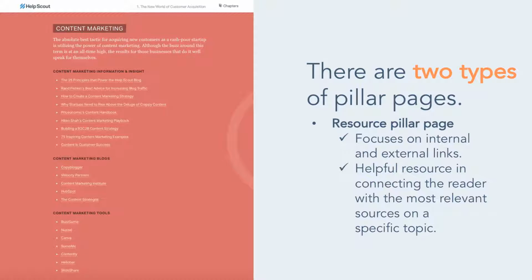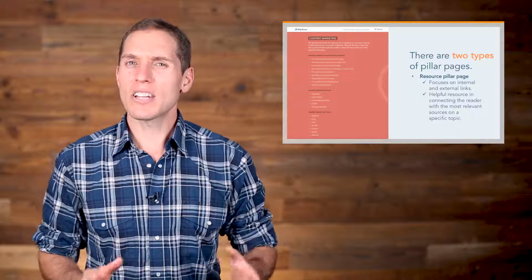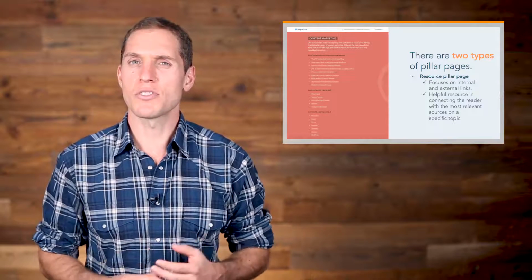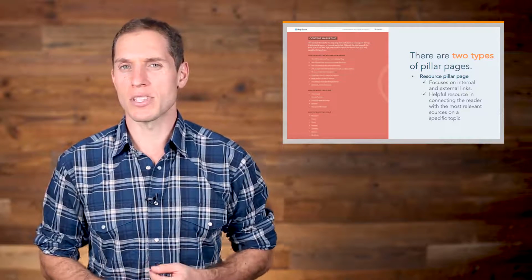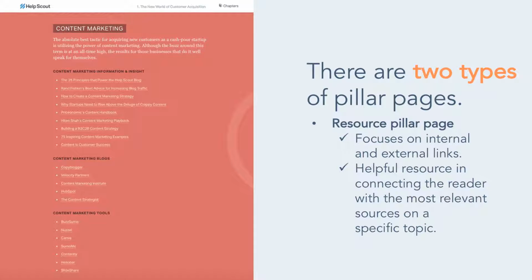First, let's review the 2 most widely used pillar page formats. Let's start with the resource pillar page. The resource pillar page focuses on internal and external links. The goal of this pillar page is to be a helpful resource in connecting the reader with the most relevant sources on a specific topic, even if it means sending people off your site. For example, take a look at the pillar page Help Scout, a simple customer service company, created on customer acquisition. This resource pillar page is composed of multiple sections that offer links to internal and external resources.